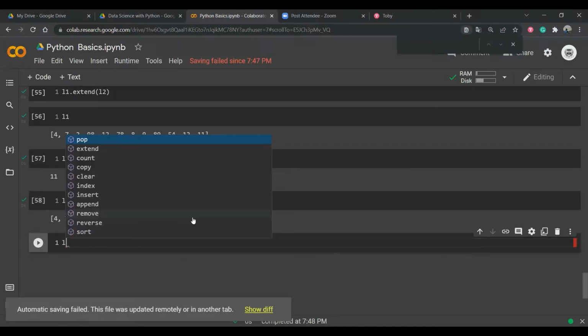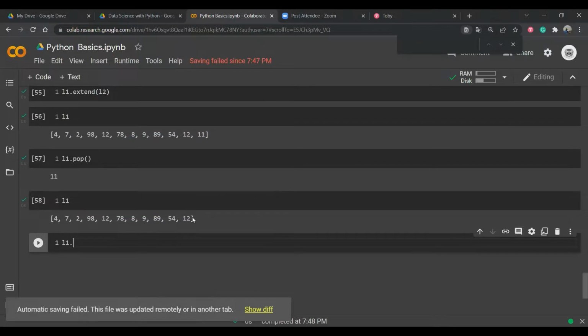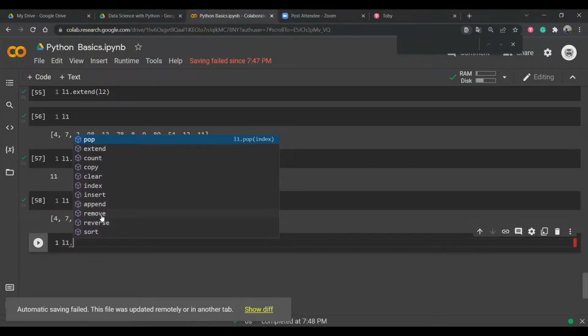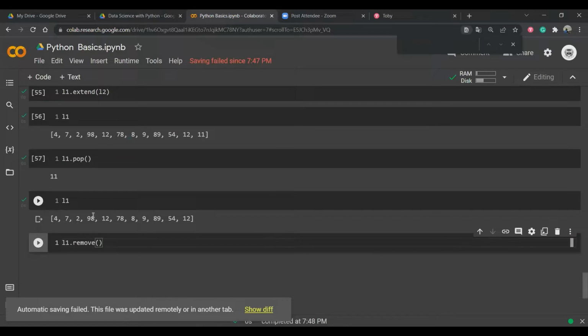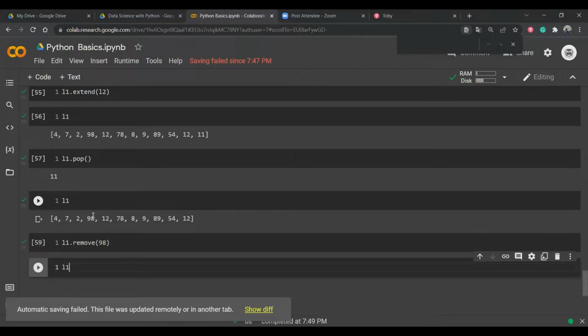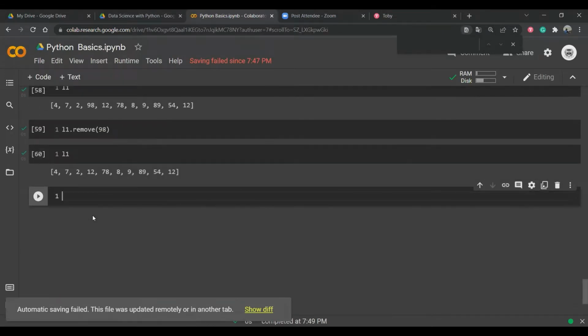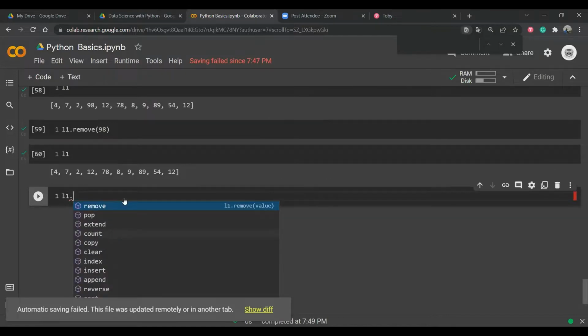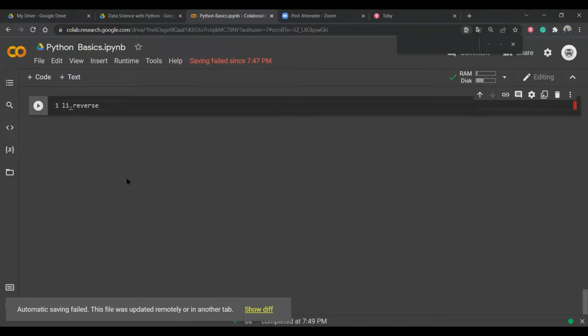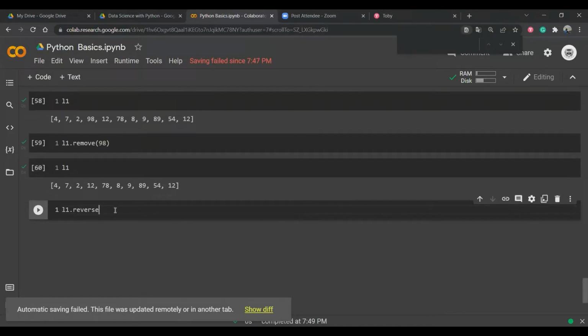Now there are more functions. In L1 you can see we have remove. Along with pop we have remove over here. In case of remove, you can give the element which you want to remove. You just name that element and that element will be removed. Suppose I want to remove 98, yes, I'm able to remove it, you can see 98 is removed. Another operation: if we want to reverse, we can reverse all these elements.